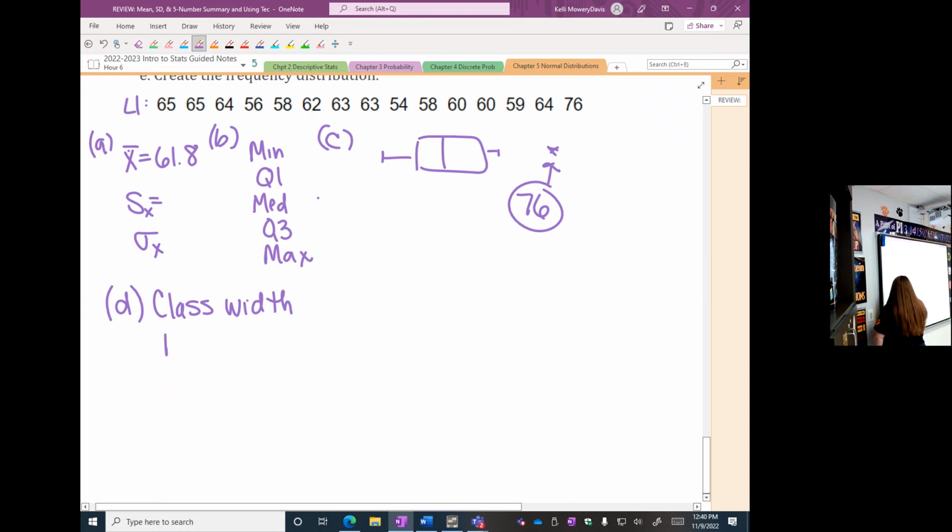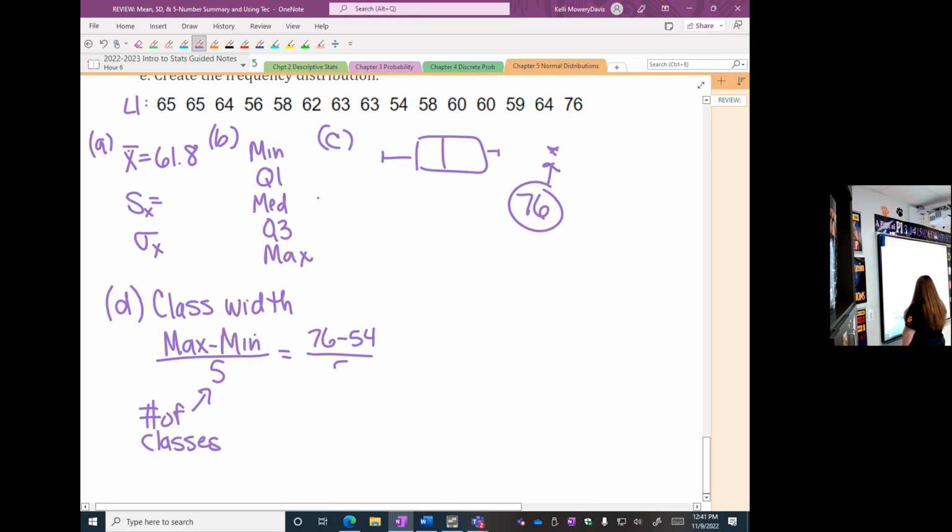We have to take our maximum value minus our minimum value, divided by how many we have. In this case, I don't remember what our max and min were. Max was 76. What's our minimum? Was it 54? Yeah. Okay, so 76 minus 54, we're dividing that by, sorry, not dividing by n, we're dividing it by the number of classes, 5. Number of classes. And then we round to the nearest whole number, remember that?